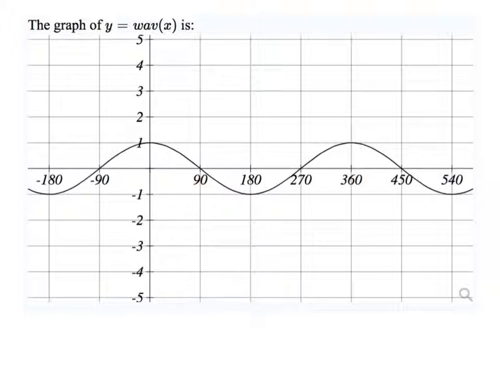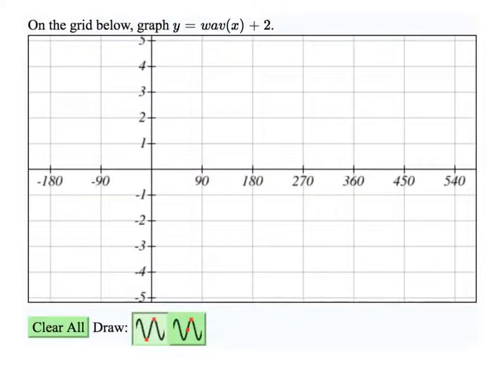So each of the problems that you see, it starts you off with wave of x, and it gives you what this graph looks like. It then asks you a problem like this. It says, on the graph, make this graph. Now you'll notice what this graph has in it. It's the same wave x, but it has a +2 in it.